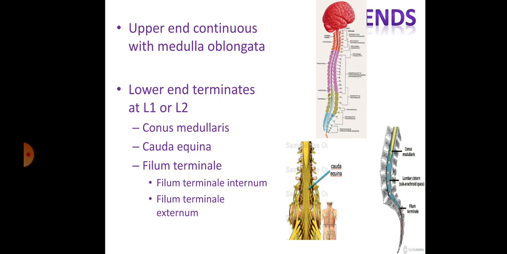After the termination, this lower end has some special features. They are the conus medullaris, cauda equina and filum terminale. What are these? See here, the spinal cord terminates at the level of L1 or L2. How does it terminate? It terminates in the form of a cone shape, and because of that reason it is called conus medullaris.